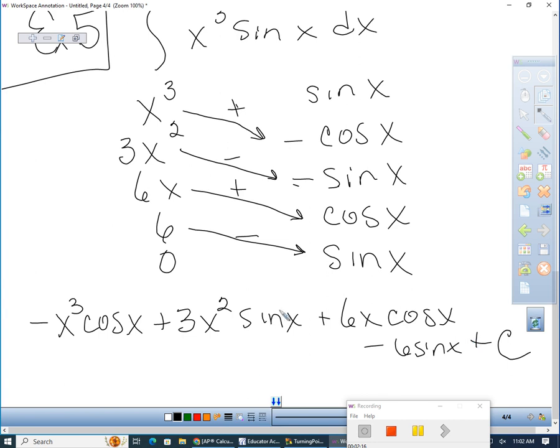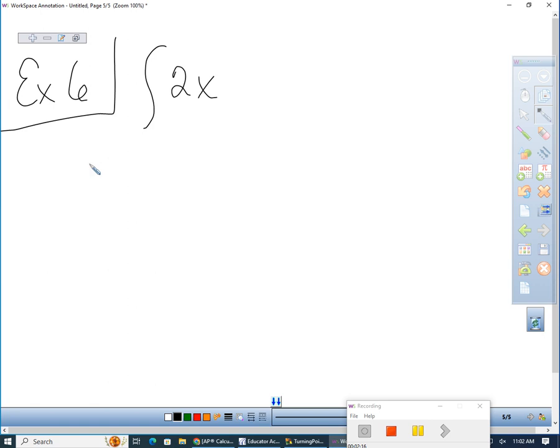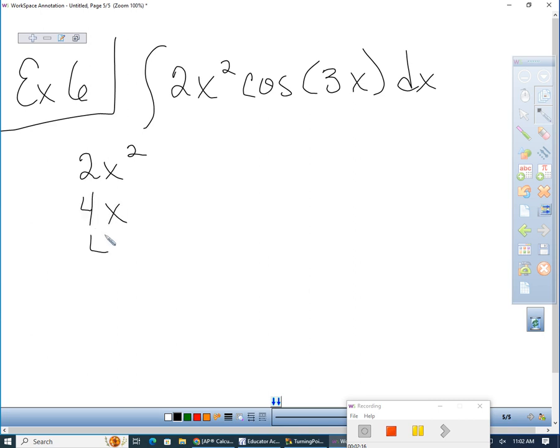So here is example number 6. And if you guys are good, this might be our last one. If you guys are all feeling good about it, let's go with the integral of 2x squared cosine 3x dx. All right, so 2x squared goes over on this side. Derivative of 2x squared is? 4. Good. Derivative of 4x? Then 0. Awesome.